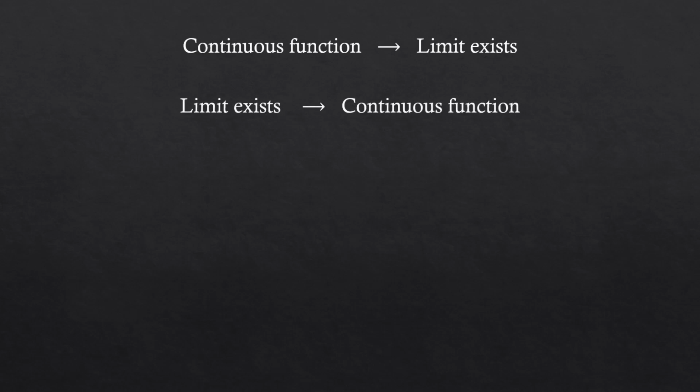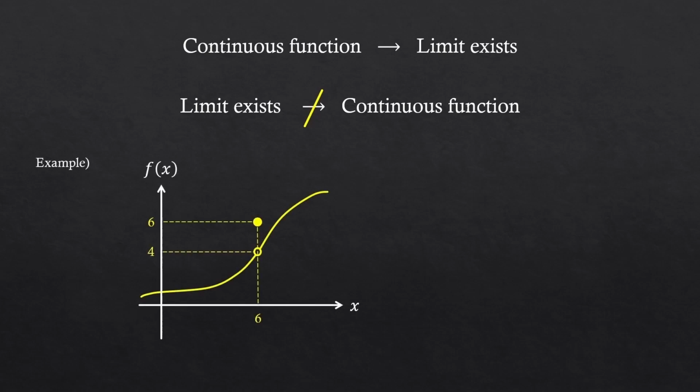Wait, so if it's a continuous function, then the limit exists? Does that mean if the limit exists, it's a continuous function? No, the reverse statement isn't true. We have this function as an example. What's f(6)? 6, right? So this line is like a stream of many dots, like this. And it's just one dot that got escaped from it and just hung up there. And there's our y value.